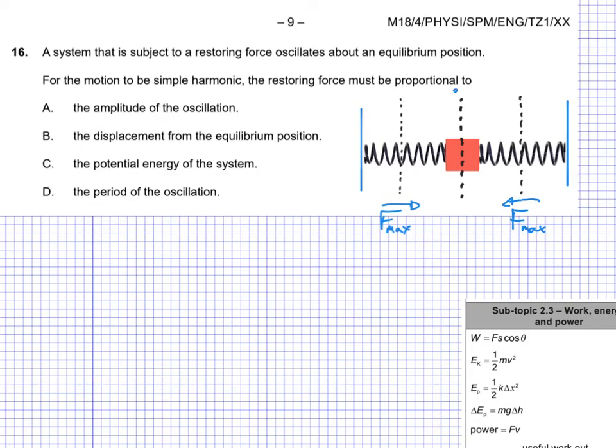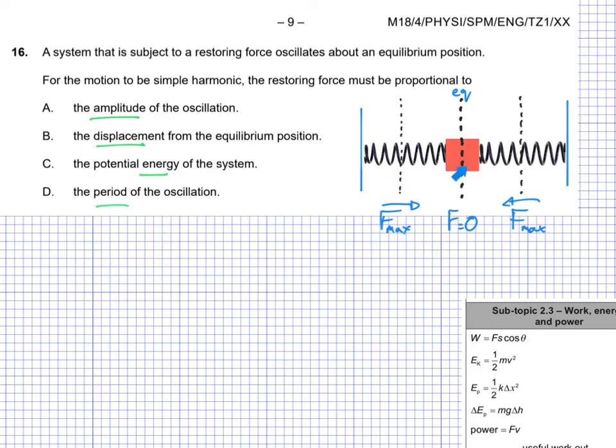In the equilibrium position, the force is going to be 0. So there's no force in the middle. It goes back and forth between the maximum force, 0 force, maximum force, 0 force, maximum force, 0 force, and back and forth. Of course, we also have some energies to think about, because in our question, we have to think about the amplitude of the oscillation, the displacement, the energy, and the period. So let's think about energy.